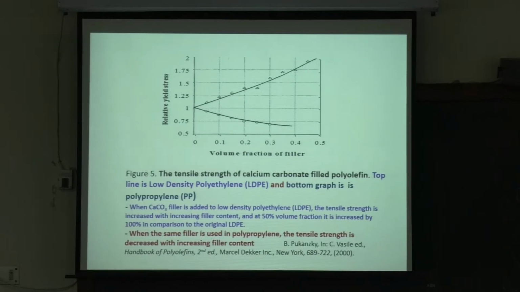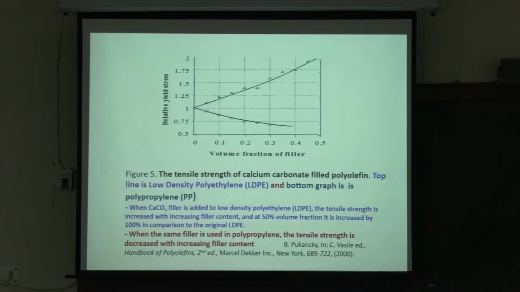And with the volume fraction, here it shows tensile strength of calcium carbonate filled polyolefin. The top polyolefin here is LDPE, low density polyethylene, and the bottom graph is polypropylene. In the case of this polyethylene, when you increase the volume fraction, it keeps on going up. The relative yield strength goes up by about 100% from 1 to 2. But in the case of polypropylene, it comes down by close to 45%. So you have to know that, and on the basis of that, you then decide whether you are going to use one particular material or another particular material.